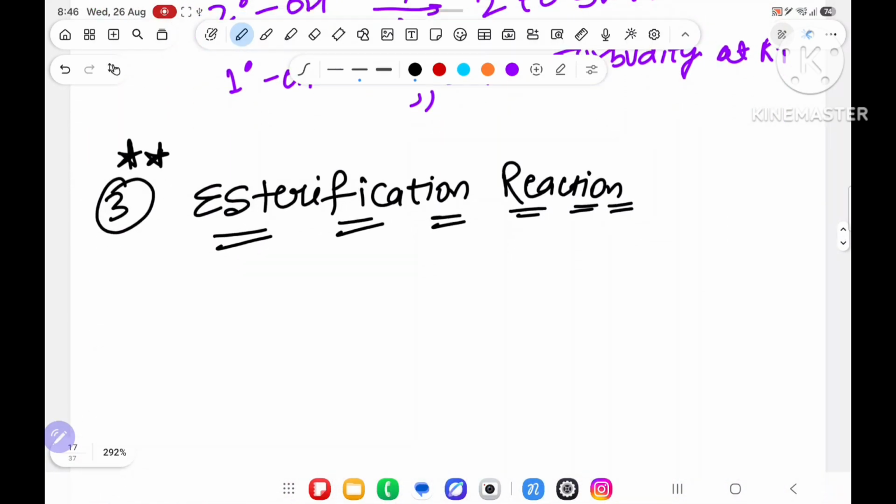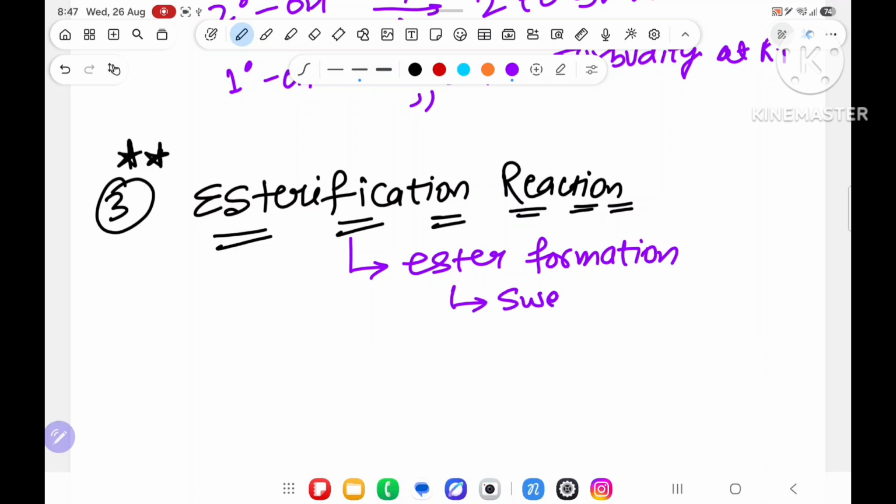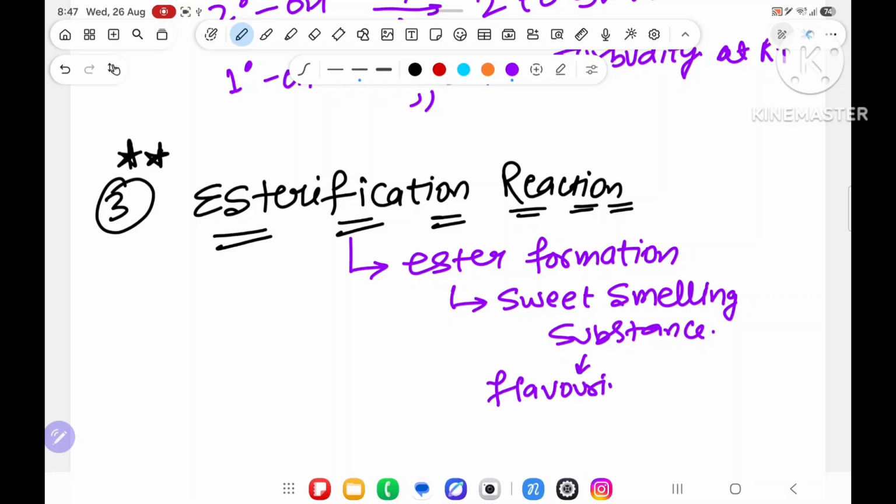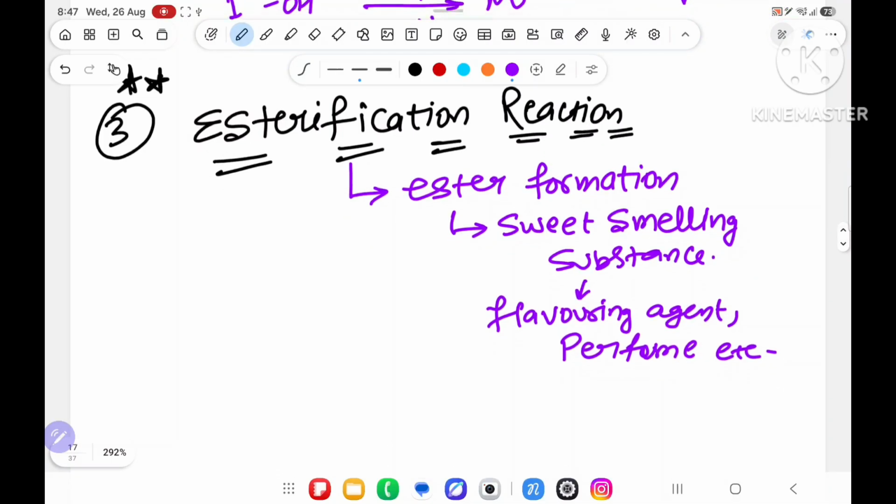Third one, the esterification reaction. The name of the reaction is esterification, which means what is formed? There is a formation of ester. Ester is a sweet smelling substance that is used as a flavoring agent in sweets, or it is used for perfume, etc. So this is ester. Now we are going to see how we will prepare ester.